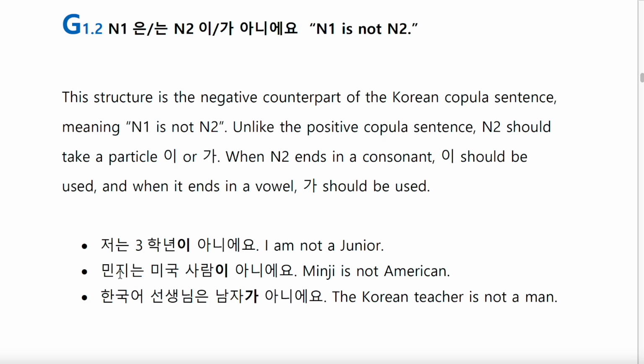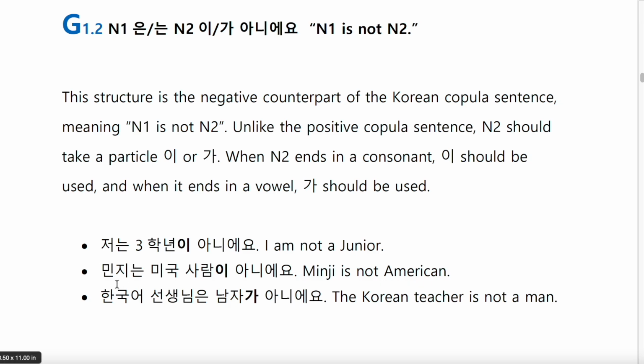민지는 미국 사람이 아니에요. So in this case, N1 is 민지, so 민지. N2 is 미국 사람, 그렇죠? American person, 이 아니에요. So 민지 is not an American, 그렇죠?